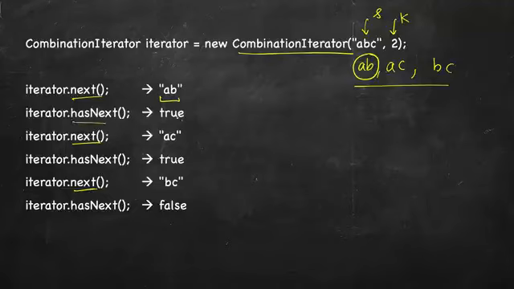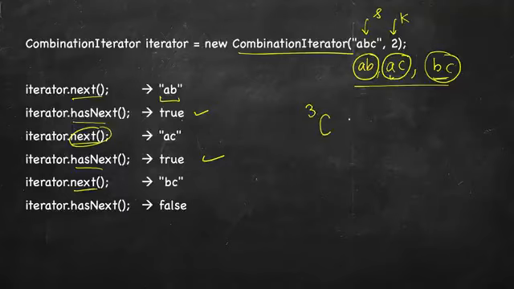And hasNext should return true, since there are more possibilities. The next time we call next, it returns the next largest, that is AC. And again hasNext is true, since there are more combinations possible. The next time we call next, it should return BC. And in this case, only 3 combinations are possible due to this simple formula.